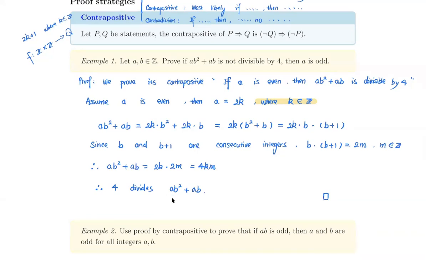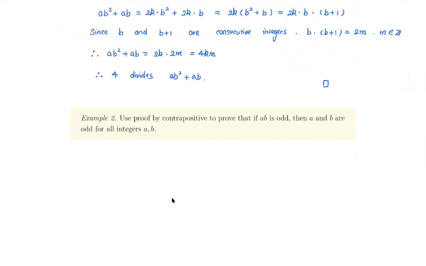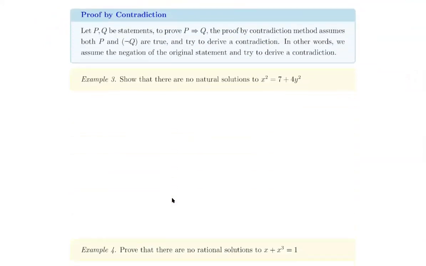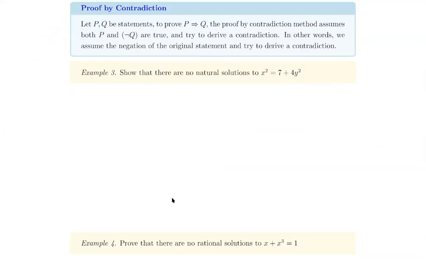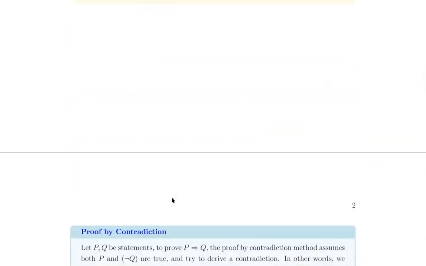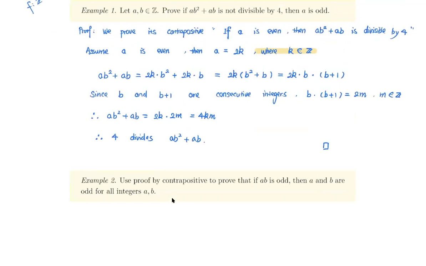Anyway, example 2, I will do it in my other tutorial, so we'll skip that. Contradiction. So for contradiction, why does it equal 2m? Again, I'll say it again. Because b and b plus 1 are consecutive integers, so the product of them, for the same reason as the other people said, one is going to be odd and the other one is going to be even. You don't know which one's which, but the product of them would be even. We know it's even.